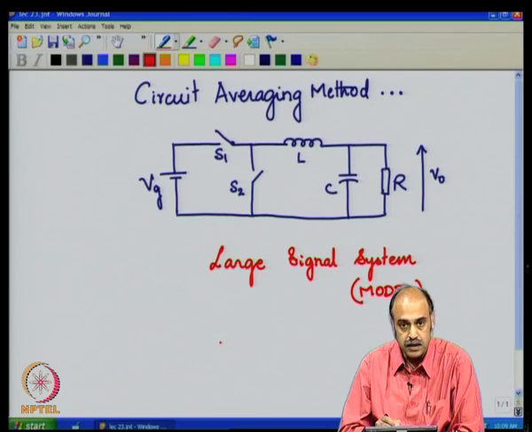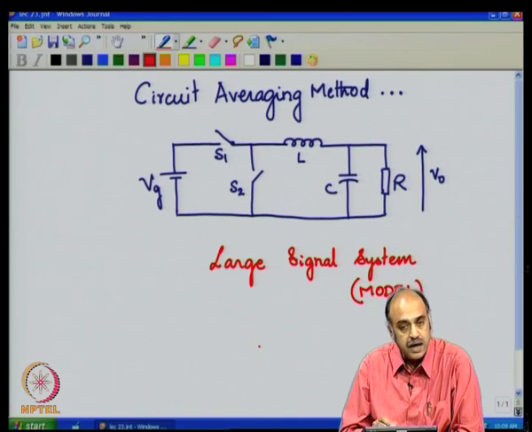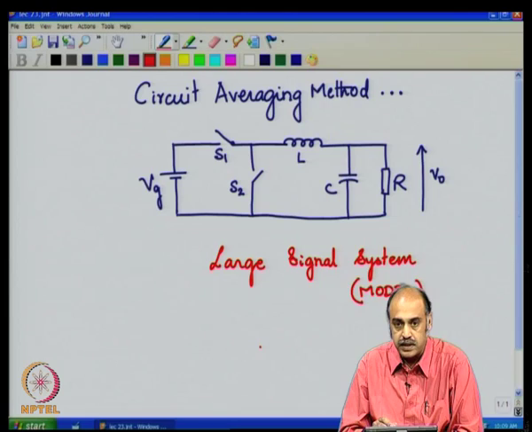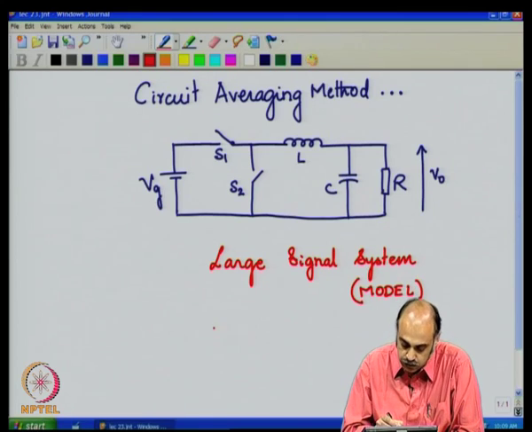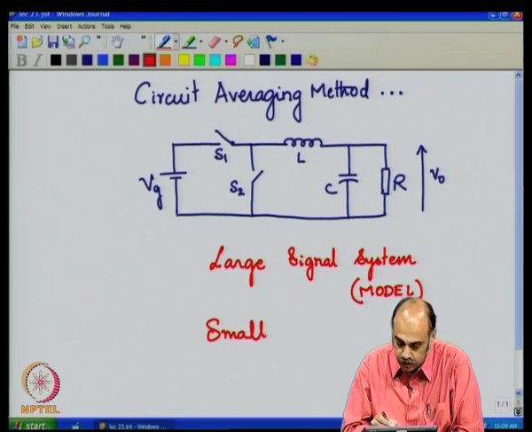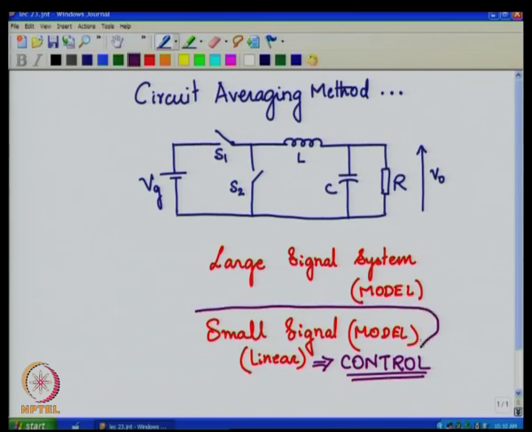So, from the large signal model, we developed the averaged large signal model, and from the averaged large signal model, we removed the steady state model, and having removed the steady state portion of the model, what is left out is the small signal model. Now, this small signal model is the one which is linear, and this is what will be used for control purposes. For all your controller design, you will be using the small signal model.